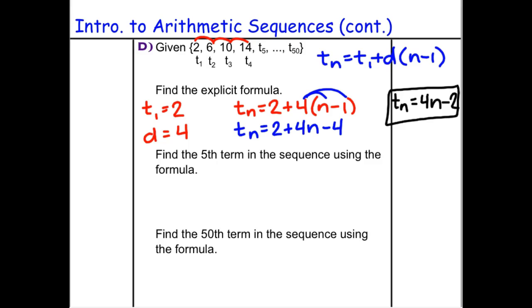So now I can use that formula instead of having to keep on adding 4 each time, because yes, to find the 5th term, that's easy, but what happens if I'm tasking you to find, well, in the next one, the 50th term? I don't want to add 4 out to the 50th term. So what we do is we now say term 5 is equal to 4 times 5, because n is 5, minus 2. Well, 4 times 5 is 20. 20 minus 2 is 18. So term 5 is 18.